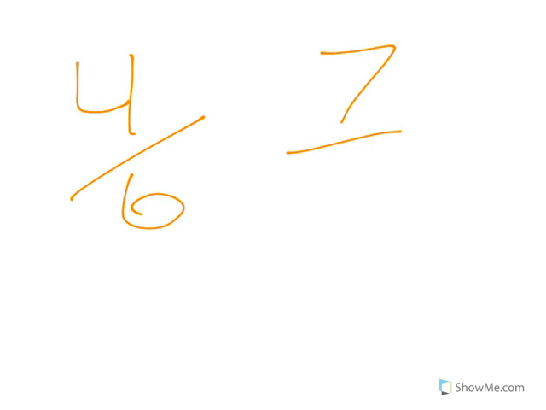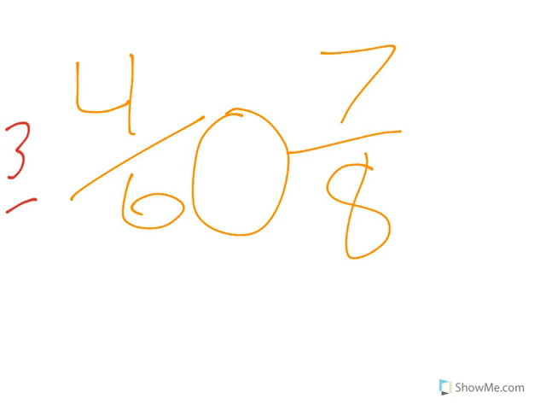Now, let's look at one like 4/6 and 7/8. This one gets a little bit tricky, because what is half of 6? Half of 6 is 3. What's half of 8? So we got 4. Okay, so there's our half. So always find the equivalent to half if you can.